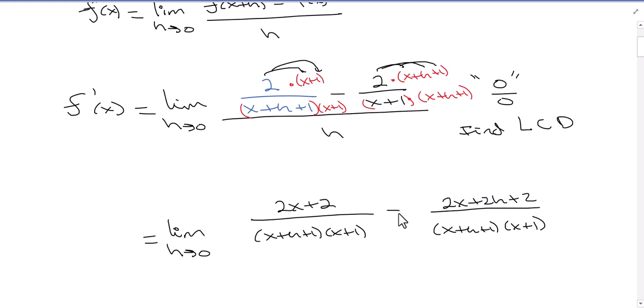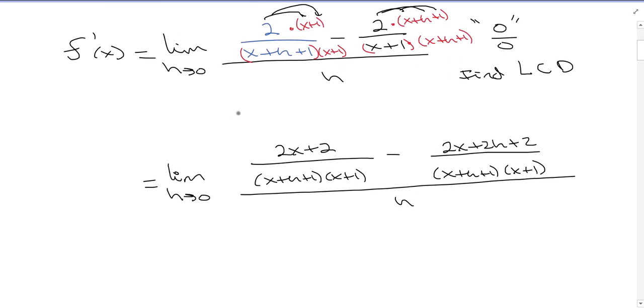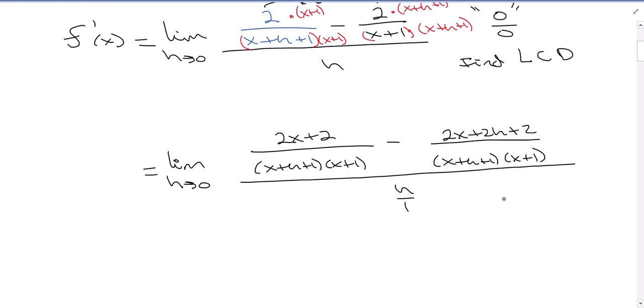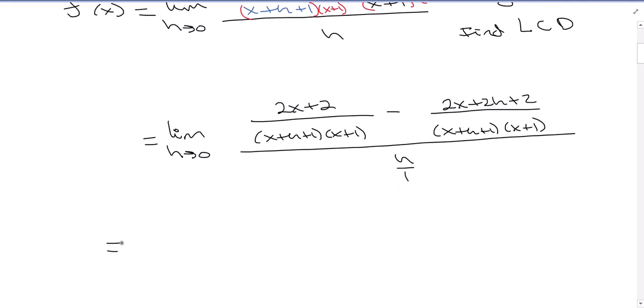I still have this minus, I have not combined it, so I don't change the sign there yet. And I still have the whole thing divided by h. If you want to change it so that you don't have a big fraction, you can think of this as h over 1 and then multiply by the reciprocal. So I'm going to do that in this next step.